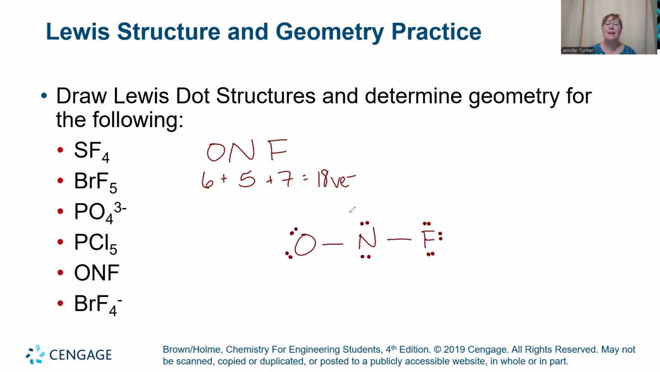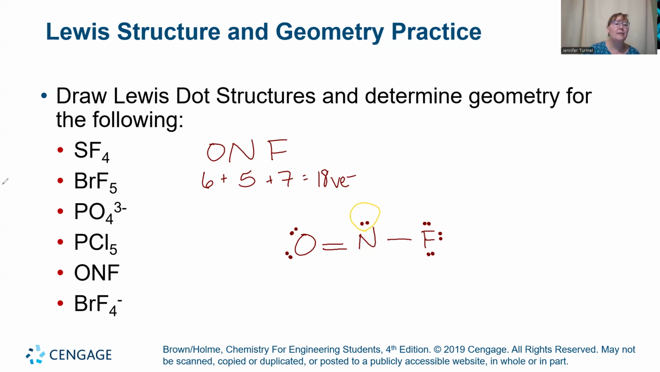Now, if I look at this, I can see that my nitrogen has 8, but my oxygen only has 6, which means I'm going to have to bring a pair in like this, just like that. And now I have 8 on my nitrogen, 8 on my fluorine, and 8 on my oxygen. And when I'm drawing this, I would say, okay, don't forget this paddle up here.